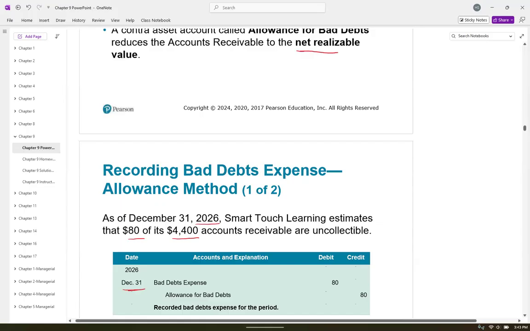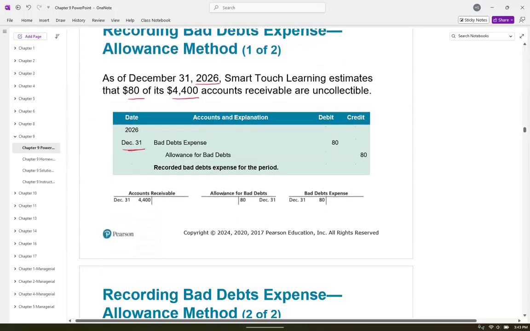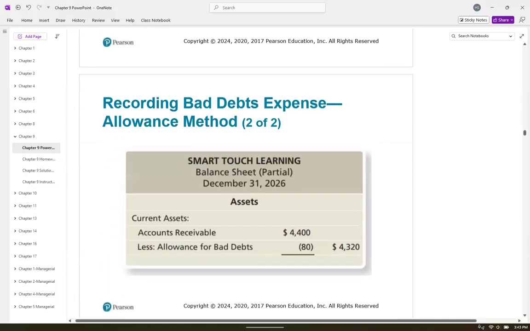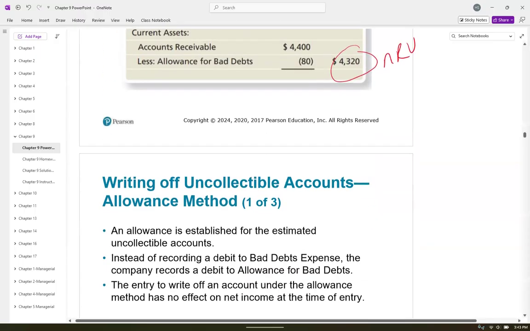So when we figure out who, we will write it off against them, like I showed you in those T accounts. Okay. So here's what their balance sheet's going to look like. Okay. This is that net realizable value, accounts receivable minus the allowance for bad debts. Okay. All right.